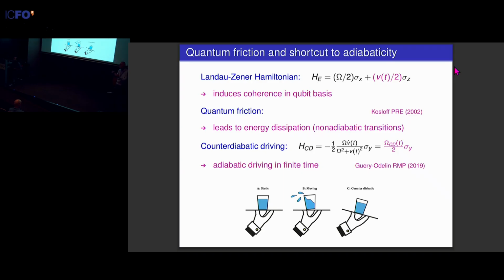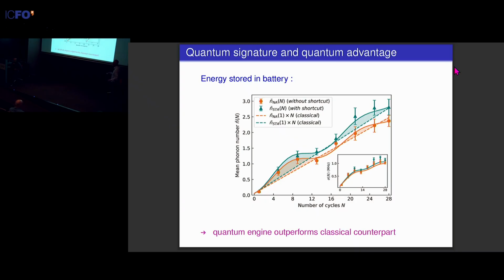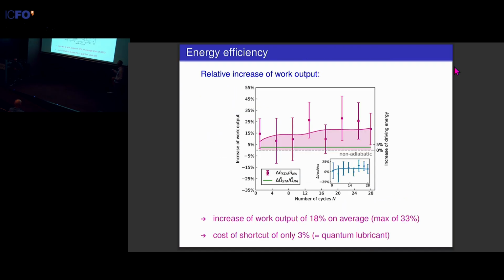There is not a unique quantifier of the cost of a shortcut. And there are many. And I never talked about these insets. What you see here is the variance, so the fluctuations of the work. And when you apply the shortcut, you increase them. And the question is by how much? And then you see that you increase them by 4 or 5%. It's always the same. And actually, the general argument is this term.